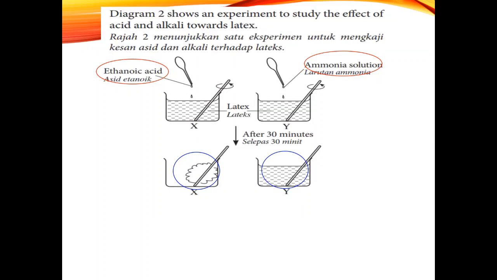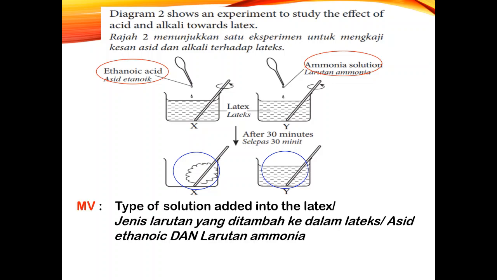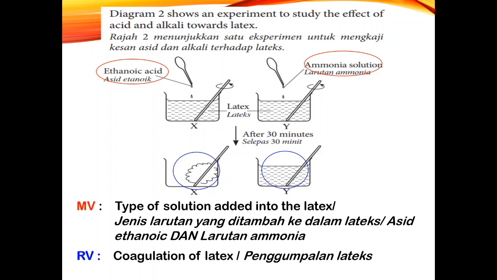Okay, we continue with the next example. This is about studying the effect of acid and also alkali towards the latex. So the difference there, one is using the ethanoic acid, the other one using the ammonia solution. And then at the end of the experiment, after 30 minutes, you can see one of the beakers containing the latex coagulates, and then the other one still remains in the liquid form. So what is the manipulated variable here? The manipulated variable that you can write down here is the type of solution added into the latex. And then for the responding, you can write down the coagulation of latex.